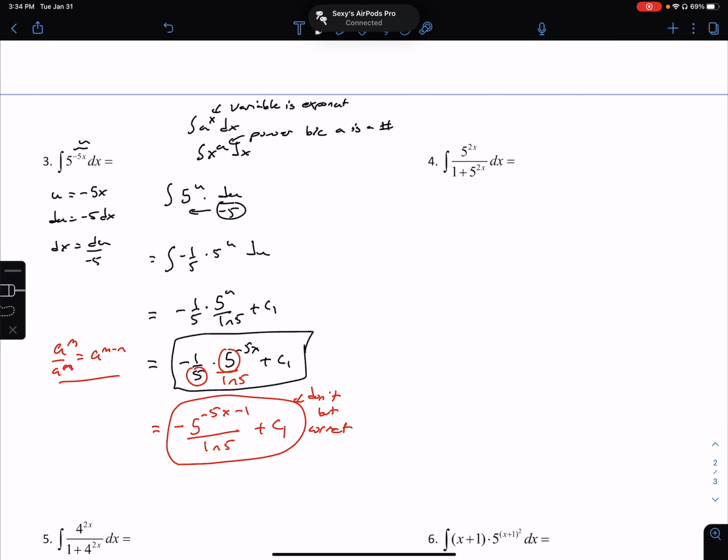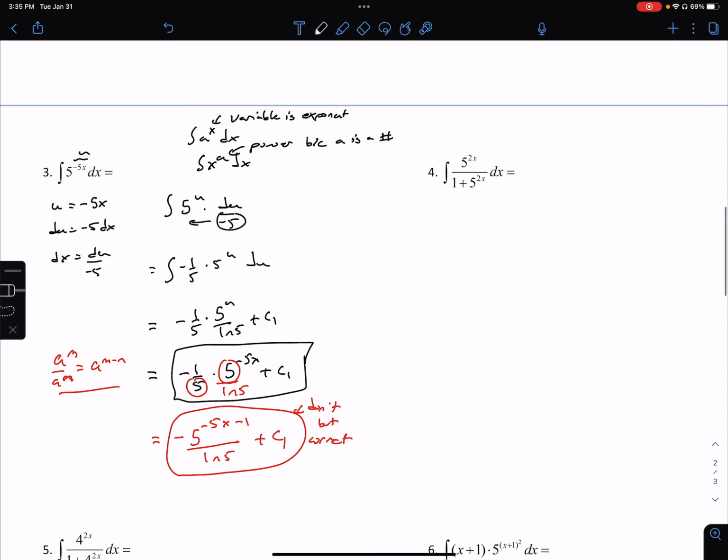All right, welcome back. We're going to take a look at number 4 right here. We'll continue our discussion on the antiderivative of base not e. Remember, our rule today is the antiderivative of a to the x dx is just a to the x over the natural log of a plus c1.